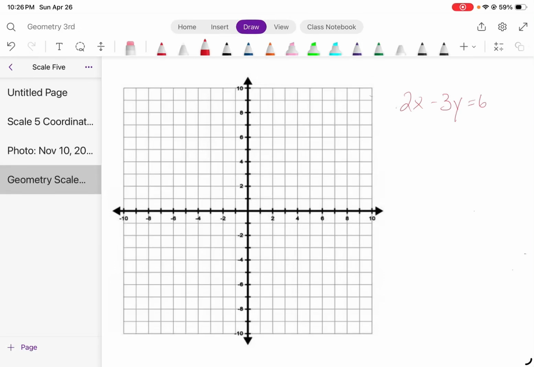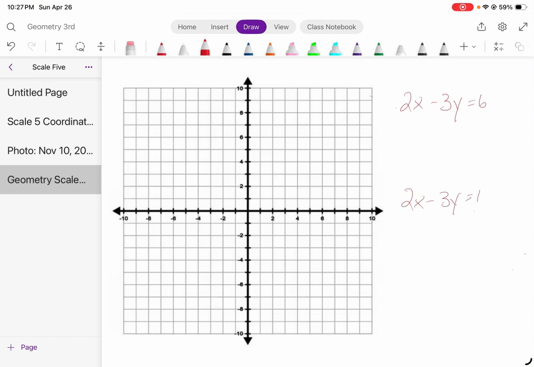Okay, in this video, I want to show you another way of graphing lines, and that's by using x-intercepts and y-intercepts. Quick reminder, an x-intercept is where a graph crosses the x-axis, which is this axis here. A y-intercept is where a line crosses the y-axis, which is right here. It is very easy to find an x-intercept and a y-intercept.